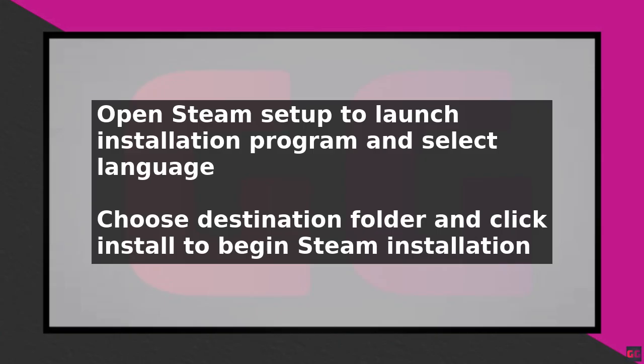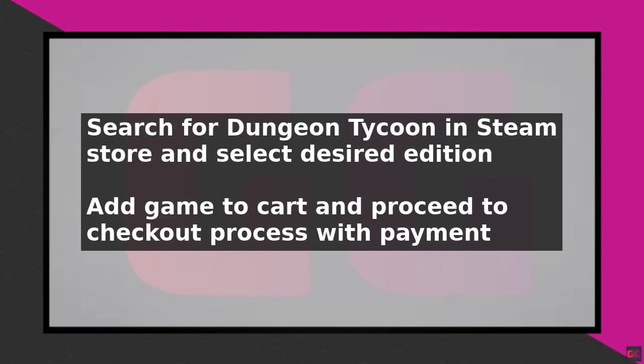Once Steam is installed, the user can open the app and either log in to an existing account or create a new one. After logging in, the user will be taken to the Steam store, where they can search for Dungeon Tycoon in the search box. The game should appear in the search results, and the user can click on it to view the different editions available. The user can then select the edition they want, click Add to Cart, and proceed to the checkout process.